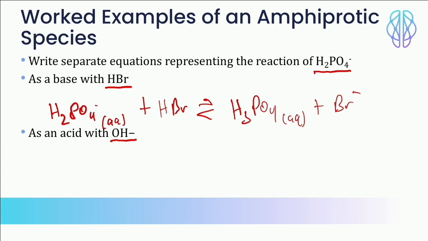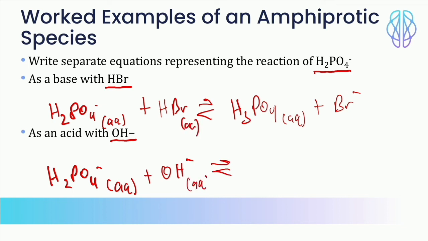Conversely, it can also act as an acid when presented with a strong proton acceptor. So once again, H2PO4 minus, don't forget your states, reacts to form. So this time, instead of accepting a proton, it actually donates one more. So in this way, amphiprotic species can act both as an acid and base, depending on the circumstance.